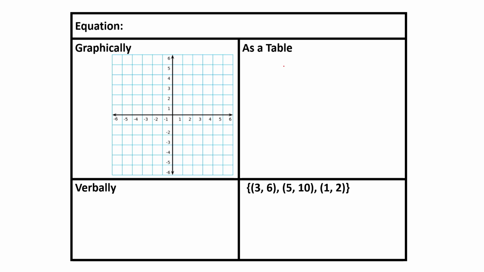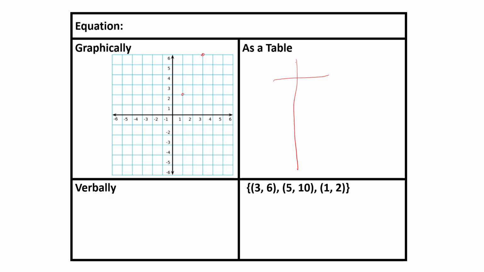All right, let's check your answer as we go. I can make a t-chart using these values, but before I do, let's plug these values into the graph and see what we get. Over 3, up 6, that's going to be way up here. Over 5, up 10, that comes way off my graph. Over 1, up 2.